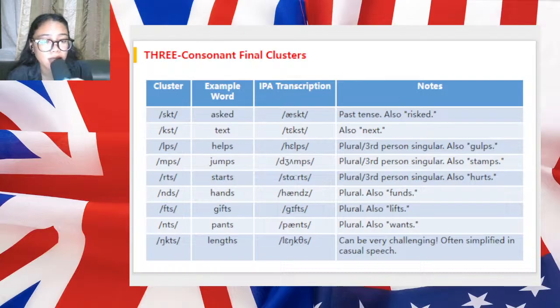It's often simplified in casual speech. You might hear speakers drop one by one of these sounds. These three consonant final clusters really push our articulation skills. So the key is to practice moving smoothly and precisely from one consonant to the next, paying close attention to whether the final S or D is voiced.